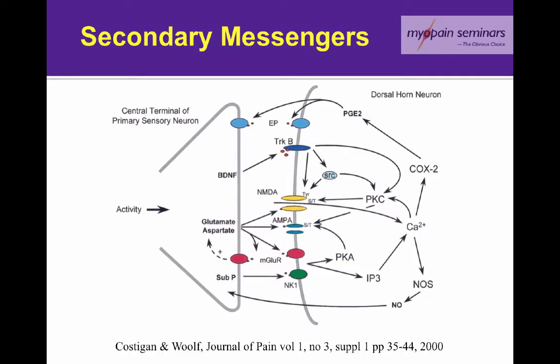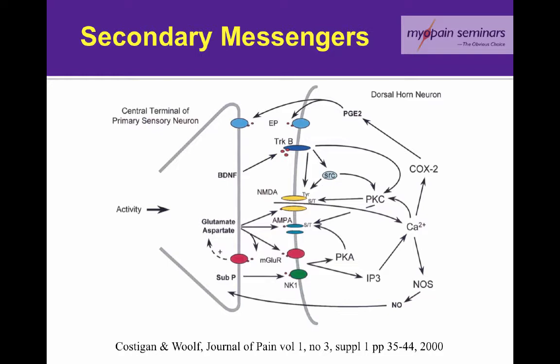The right-hand side of the cartoon shows the nociceptive cell surface with its cell surface receptors, including the tropomyosin receptor kinase, TRKB, for brain-derived neurotrophic factor, NMDA, AMPA, and the metabotropic glutamate receptor, which are all activated by glutamate. And also you see the NK1 receptor for substance P.